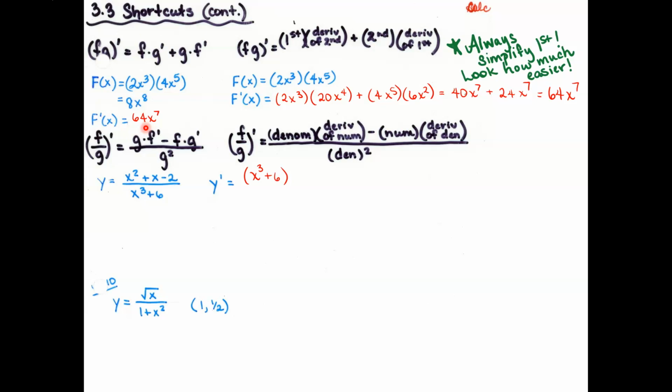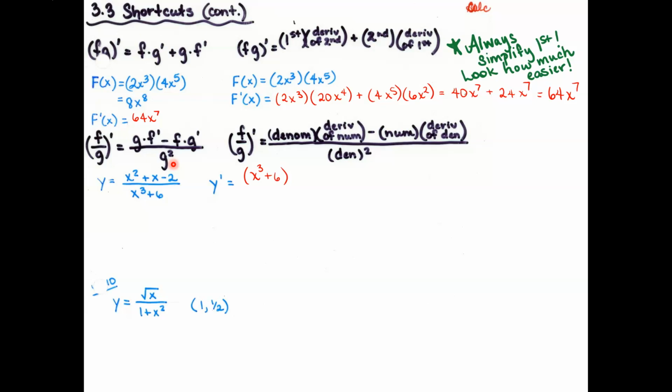All right, here's another property. It is our quotient rule. And it says that if you have one quantity divided by another and you want to take the derivative of that, you're going to take the denominator times the derivative of the numerator minus the numerator times the derivative of the denominator all over the denominator squared.